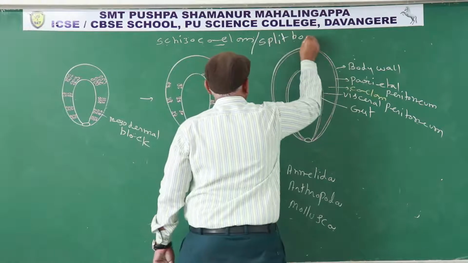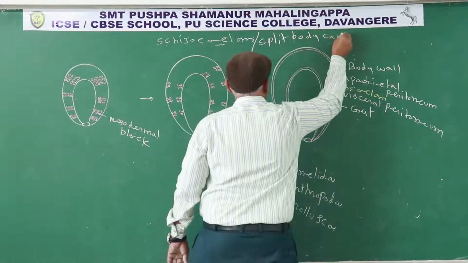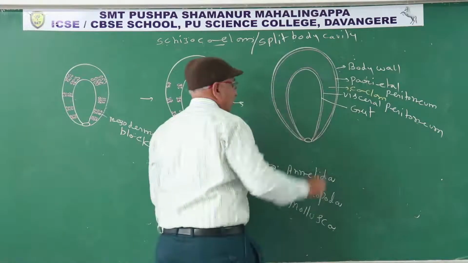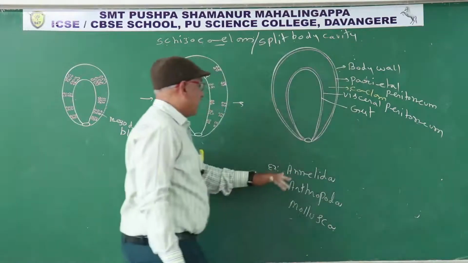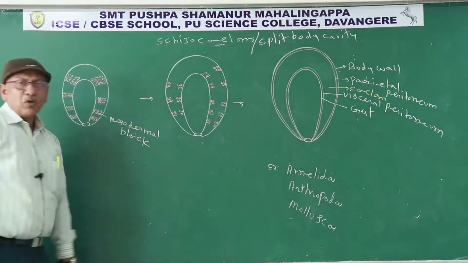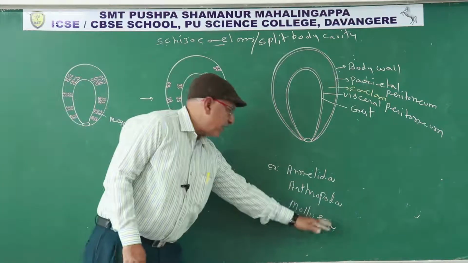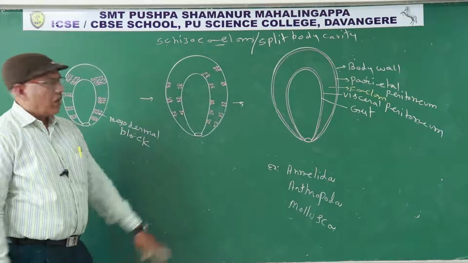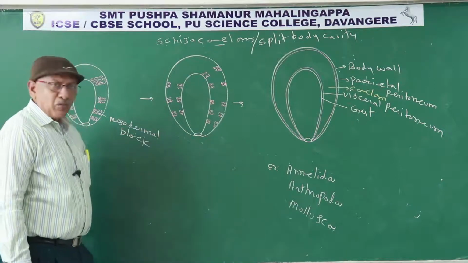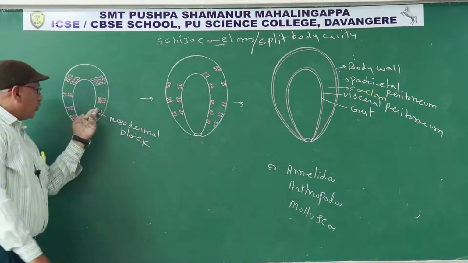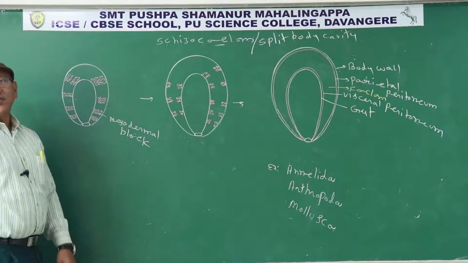Split body cavity. Seen in members of phylum Annelida, Arthropoda and Mollusca. So this type of coelom is seen in Annelida, Arthropoda, Mollusca. How is the coelom formed in Annelida, Arthropoda, Mollusca? Due to splitting of mesodermal blocks.